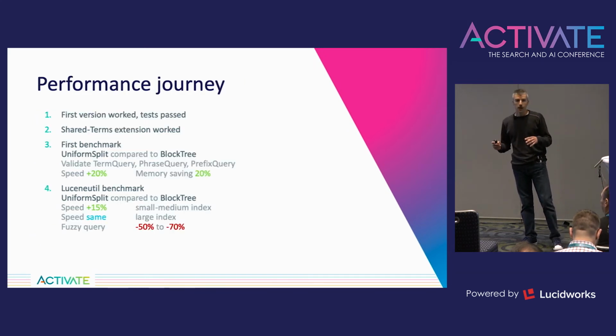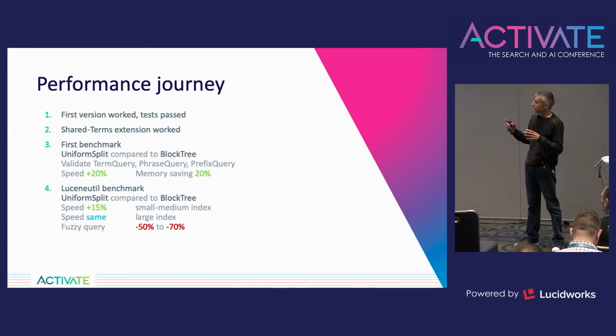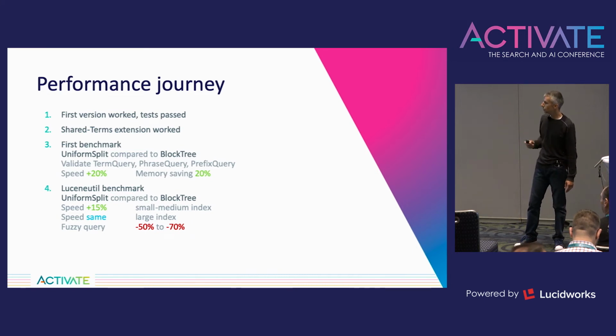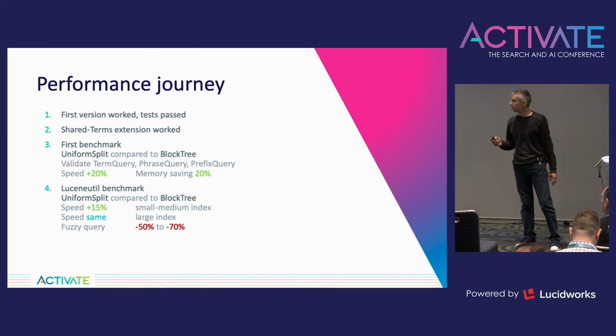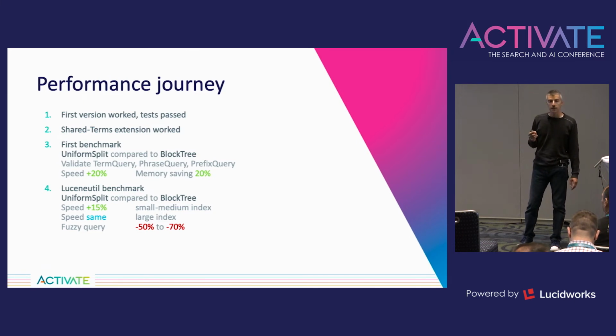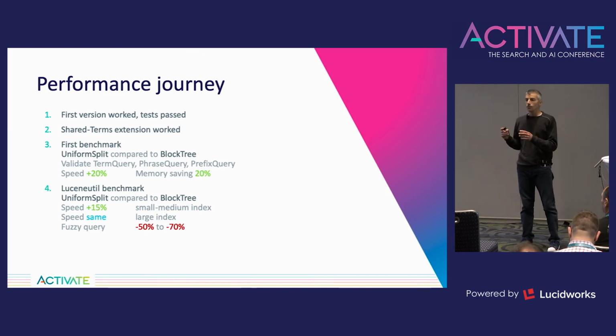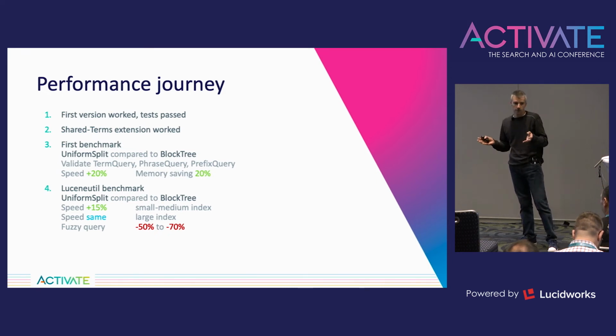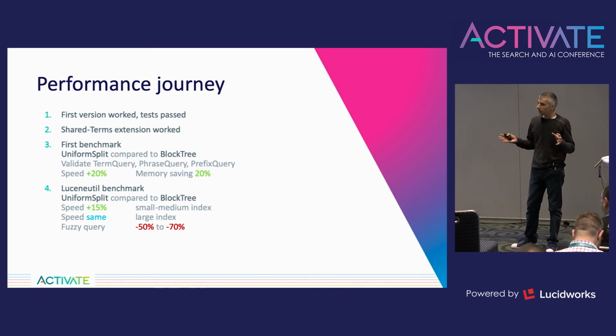So we completed the benchmark. We got results. Interestingly, the speed is good compared to block tree for small to medium index, and same for large index. Why? Actually, it depends on the number of results. When we get more and more results returned by the query, we spend time on accessing the postings and scoring the results. And finally, the dictionary lookup becomes a minor part of the total query time.